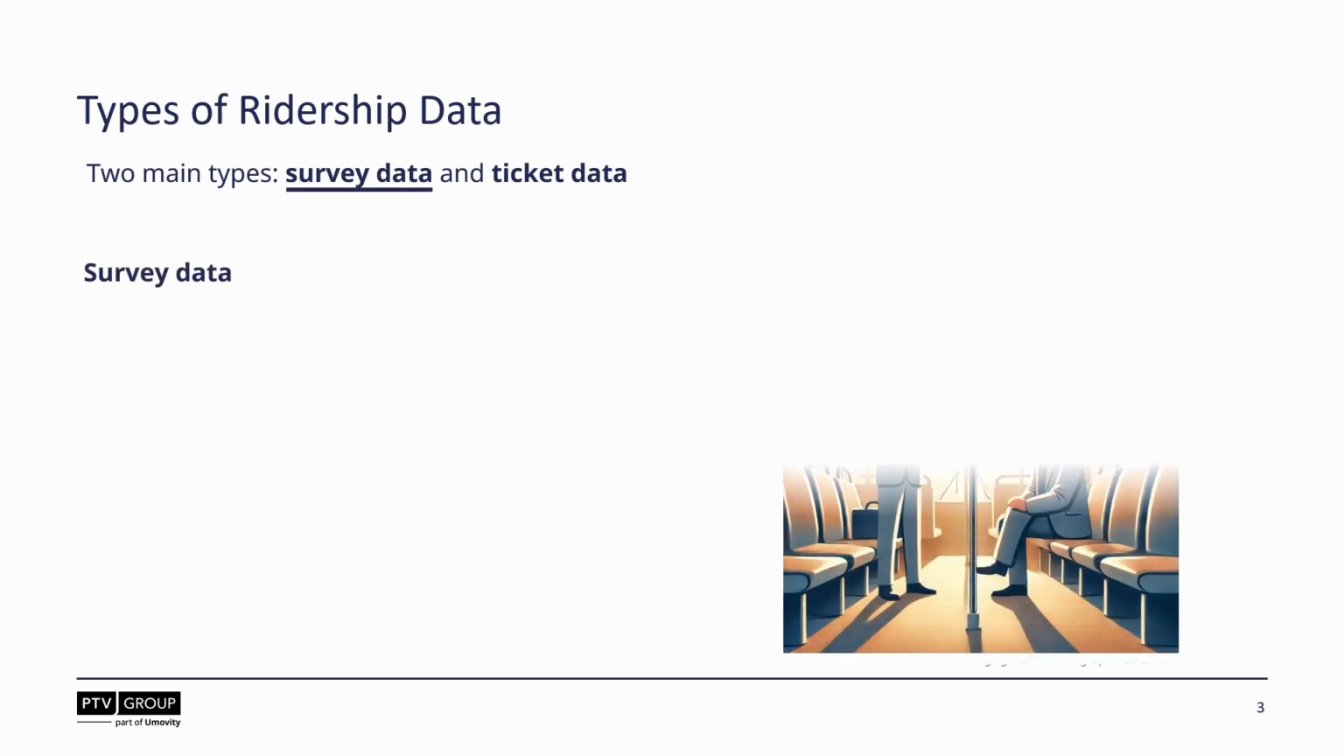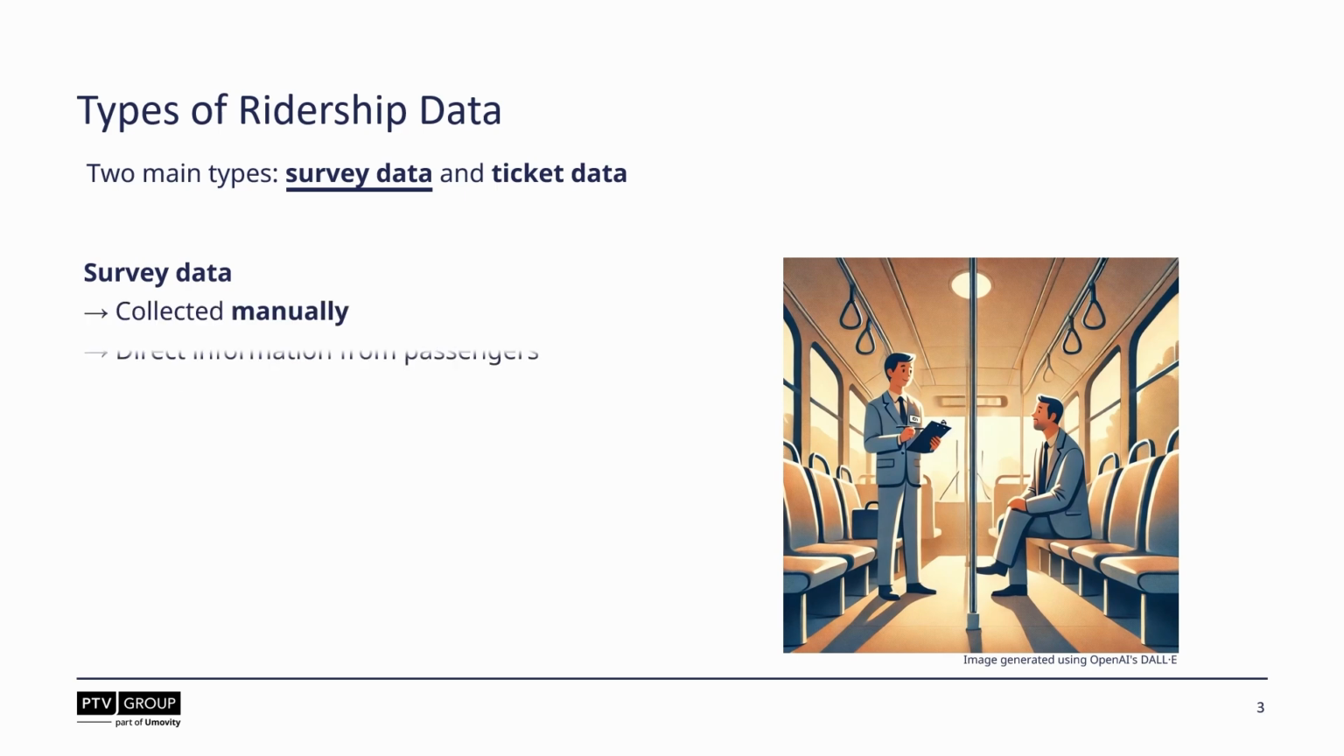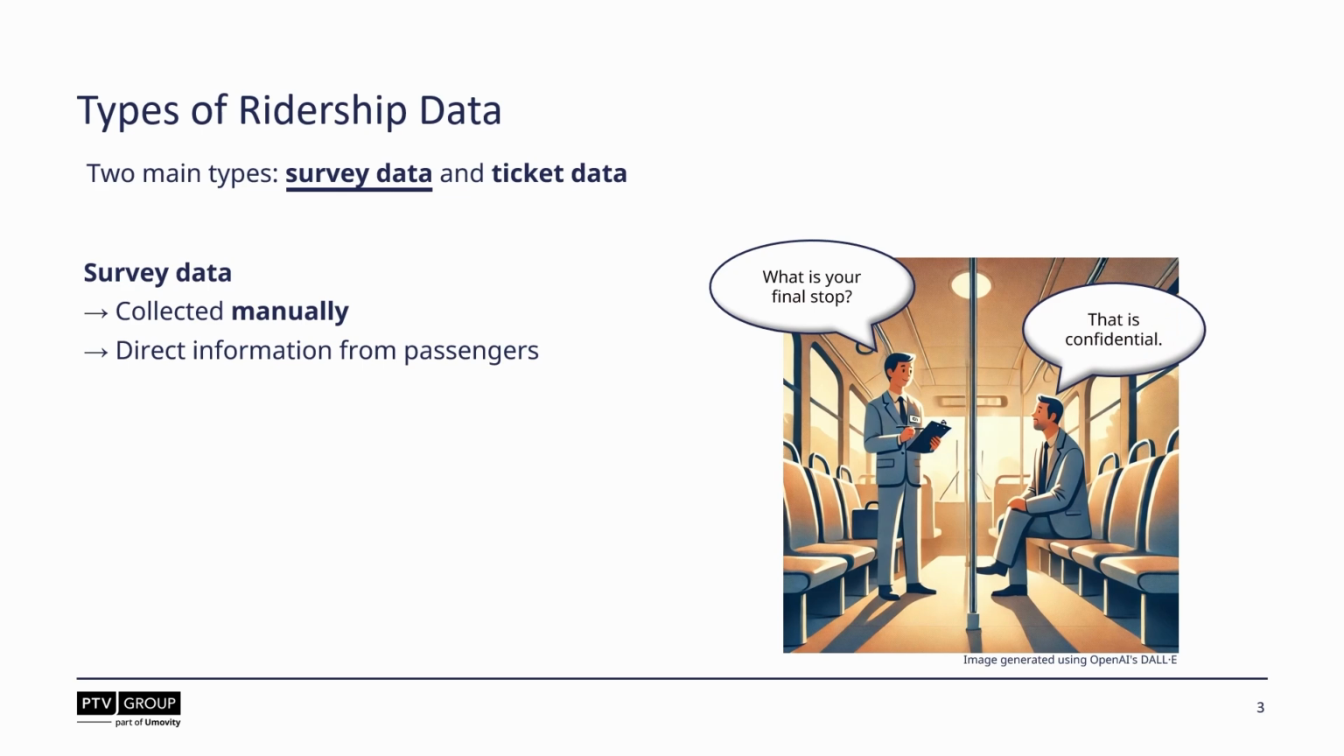Survey data is collected manually through direct interactions with passengers. In the image, we see an interviewer with a clipboard conducting a survey with a passenger. For example, a survey team might ask passengers a set of questions like, where did you board the train? What is your final destination? What type of ticket are you using? And the interviewer gathers this information shared by the passenger. This method provides detailed insights directly from the passengers, helping us understand their behaviors and preferences.